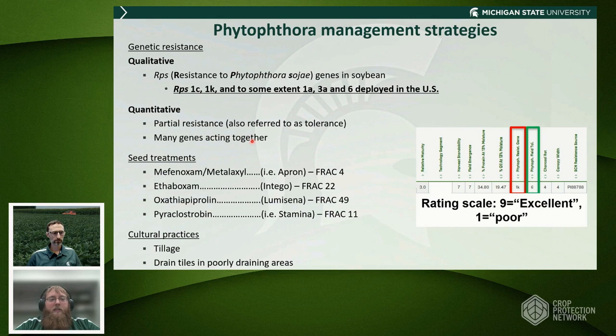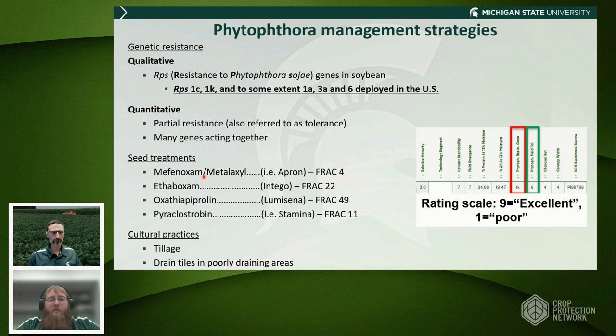We also have quantitative resistance, which you may know as partial resistance or referred to as tolerance. This is not the same as qualitative resistance. It is likely many genes acting together that just provides a tolerance for the plant to the pathogen. If you're looking at a seed catalog over to the right, you can see we've highlighted in red the Phytophthora resistance genes that we were talking about for qualitative resistance. And then in green, we've highlighted the Phytophthora field tolerance score from this particular vendor, which would be our quantitative resistance.